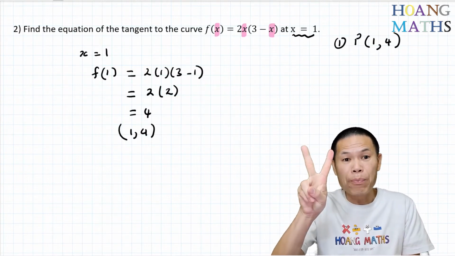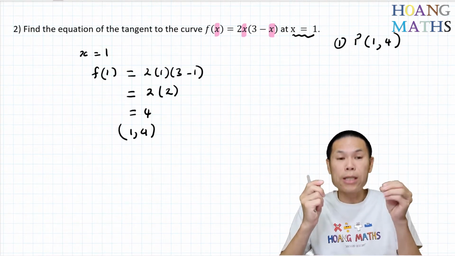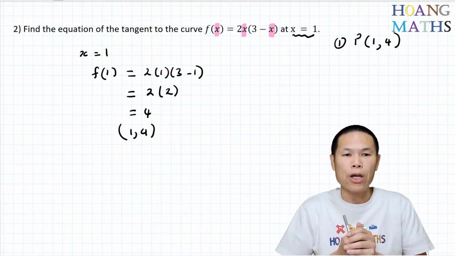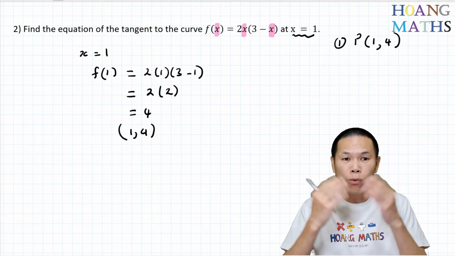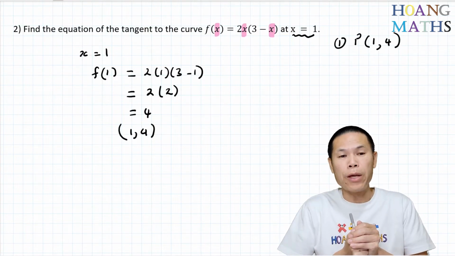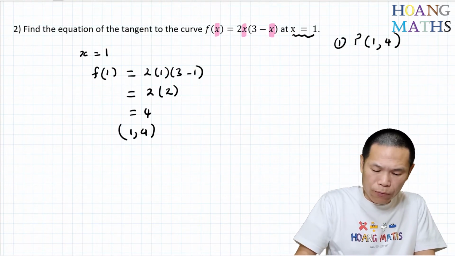And the second step is we need to find the gradient. Now to find the gradient at point (1, 4), we need to differentiate the function first. That will give us the gradient of the function at any point. Then we substitute x equals 1. We'll find the gradient at x equals 1. Okay, so keep that in mind. So let me just write down the function first.